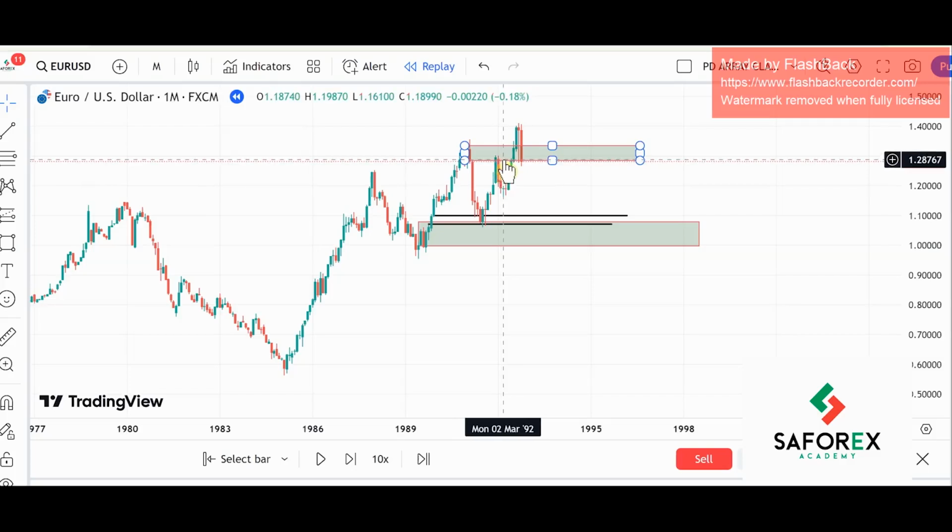Wow, our backtest has gone back to 1992.